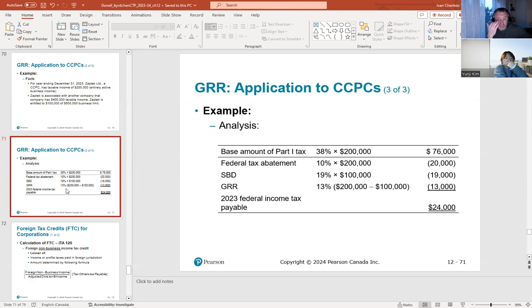That's why we're deducting 19% only on the $100,000, which you're applying for this company. But once we move to the next step, we have the available general reduction rate. So we're not completely out of deductions here. Yes, we're not going to get the 19%, but we're going to get 13%. We're losing only 6%. And then we come up with the federal tax payable of $24,000.